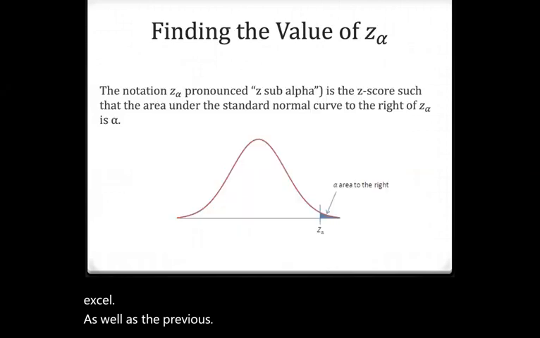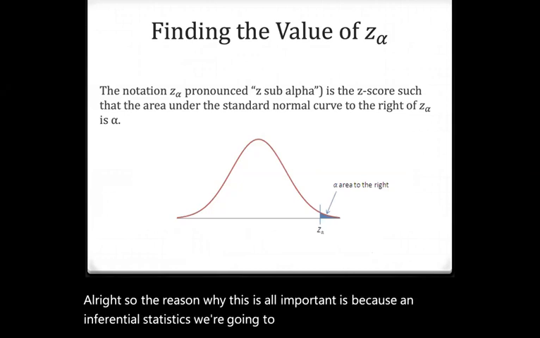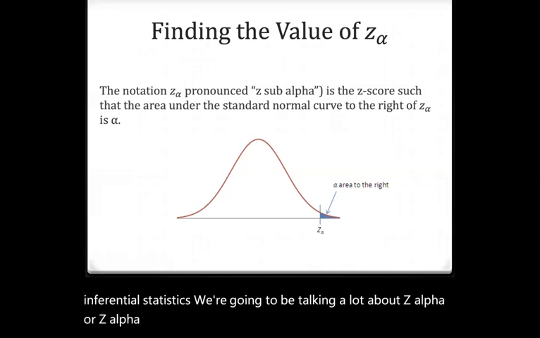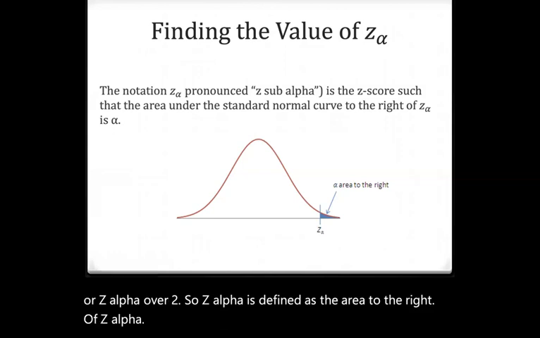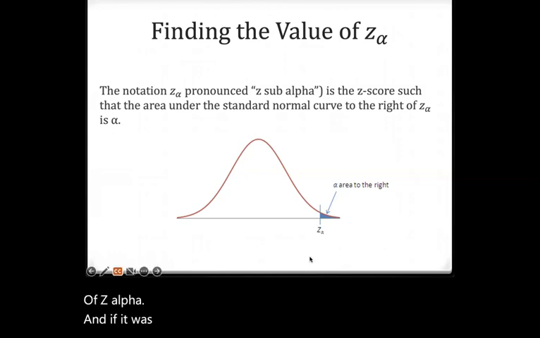All right, so the reason why this is all important is because in inferential statistics, we're going to be talking a lot about Z alpha or Z alpha over 2. So Z alpha is defined as the area to the right of Z alpha. And if it was a negative, then it would be to the left.